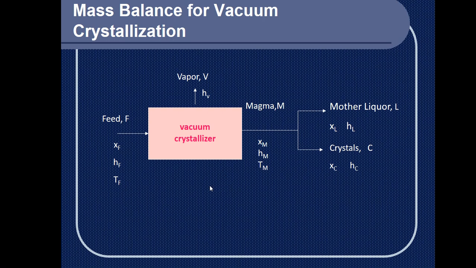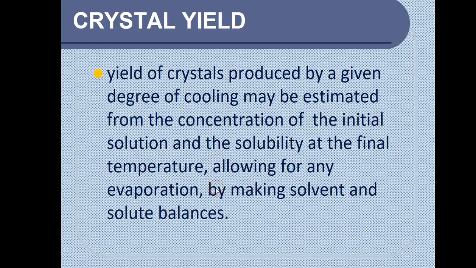It could be seen here that our feed, the mass of our feed, should be equal, of course, to the mass of the vapor and the mass of the magma, which is equal to that of the liquor and the crystals. Now, material balance equation for this can be read through in John Copley's book or even in McCabe.